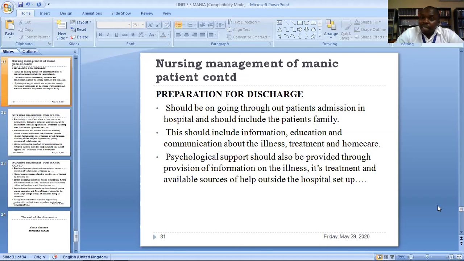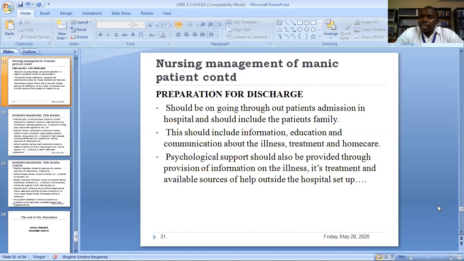Also, you should be able to explain to the patient and relatives what predisposing factors bring about mania and how to manage it. This will help raise the knowledge base in the patient and relatives.